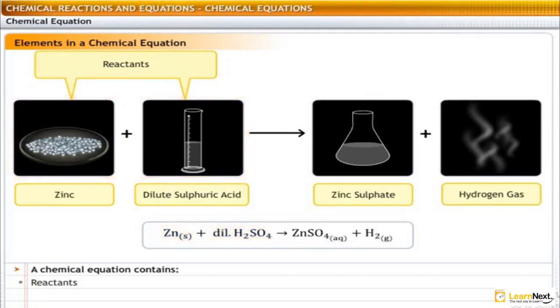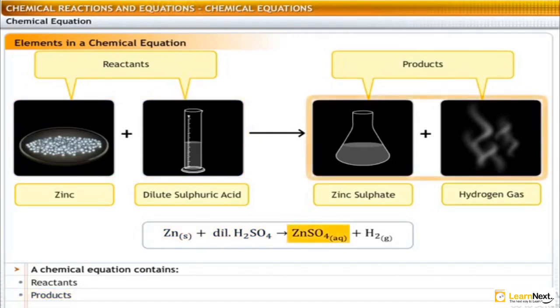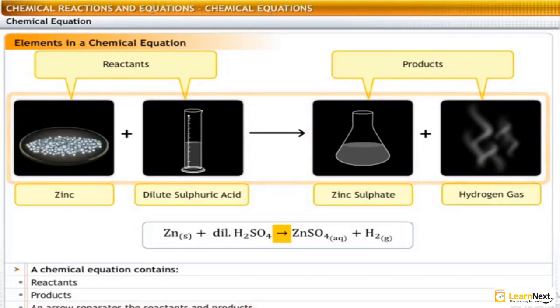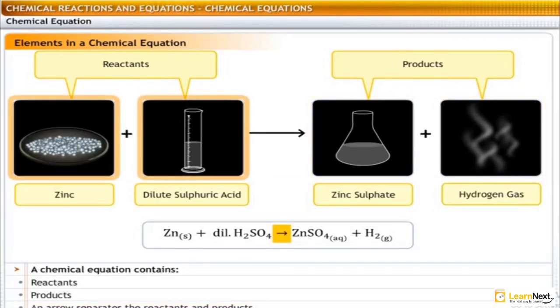The resulting substances, known as products, are on the right-hand side. For example, in the equation, zinc sulfate and hydrogen gas are the products. Hence, they are on the right. An arrow separates the reactants and the products and also indicates the direction of the reaction. Thus, in the reaction you saw, the arrow indicates that zinc and sulfuric acid react to form zinc sulfate and hydrogen.